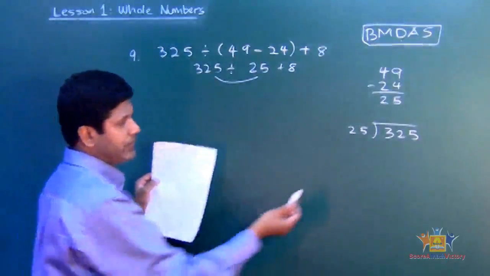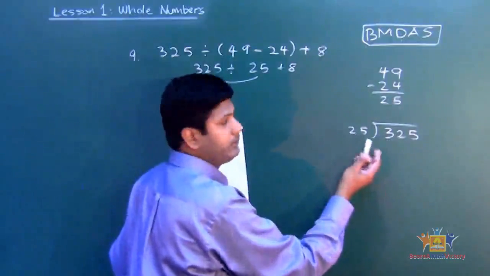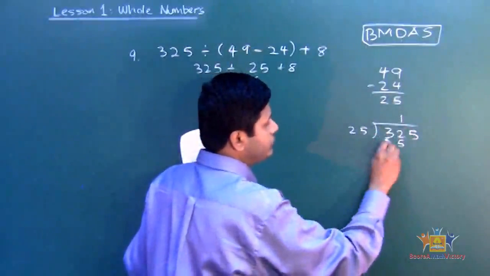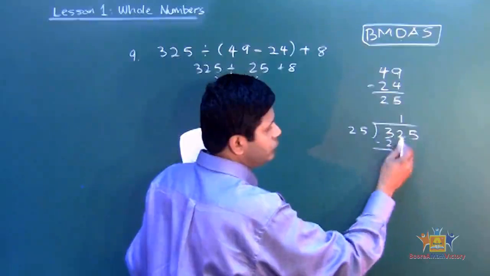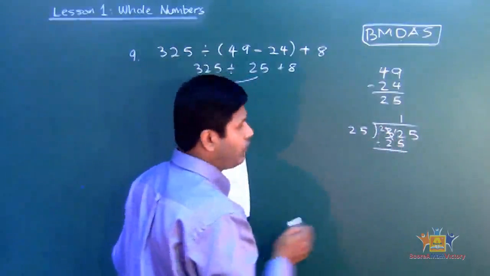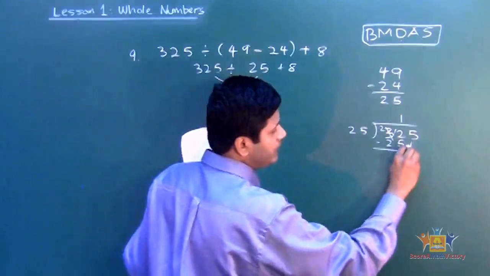And then ask yourself, in 3, you go to the next digit, which will be 32. In 32, how many 25s are there? There's only 1 that can fit in, okay? So 1 times 5 is 5, 1 times 2 is 2. Minus, so 2 minus 5, you can't, so borrow from 3. 3 becomes 2, 2 becomes 12. 12 minus 5 is 7. 2 minus 2 is 0.